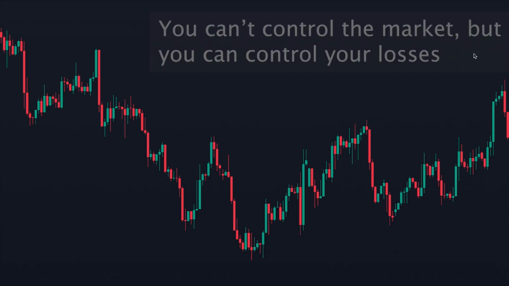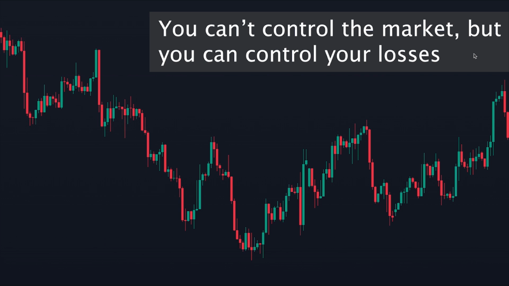Point number 5. You can't control the market, but you can control your losses. Without a proper risk management strategy, you'll definitely be out of the game. It's impossible to become a successful trader without a risk management strategy, because you're not going to win every trade, and your losing trades will be out of control, and a few losing trades are enough to wipe out all your profit or even your account altogether.